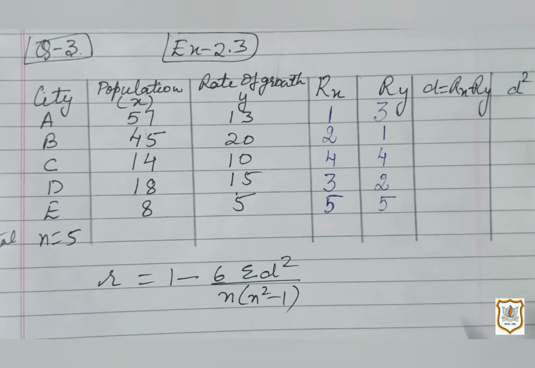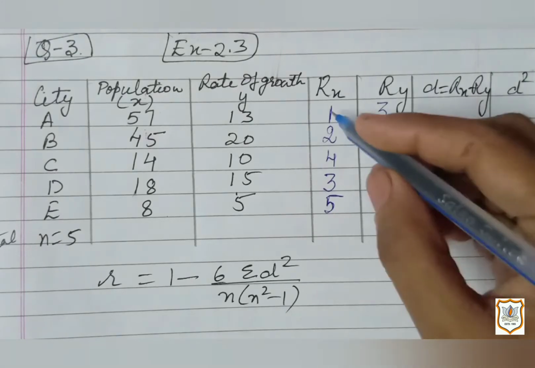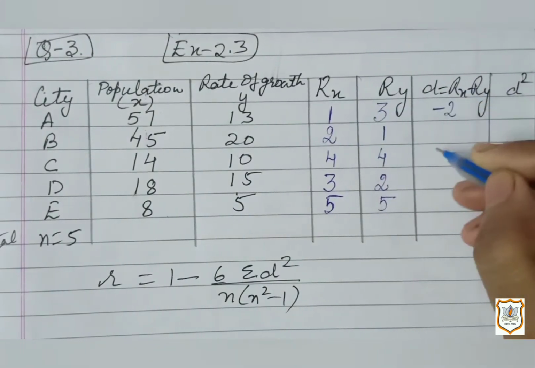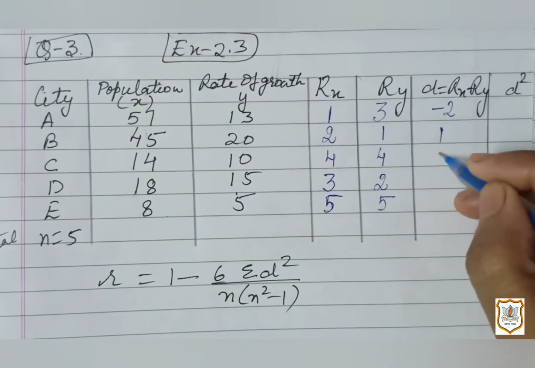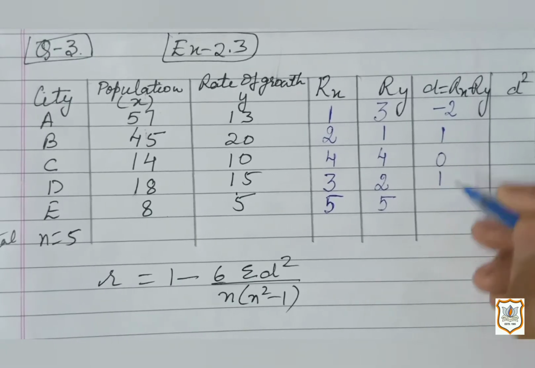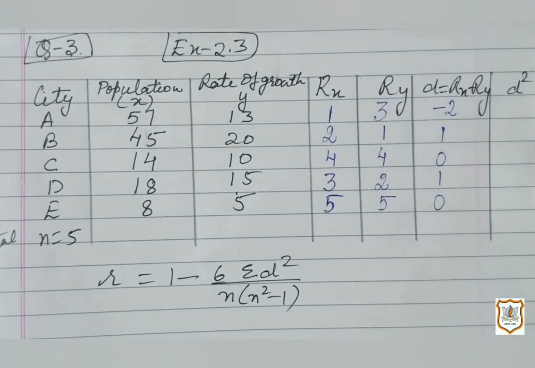Next step is to find the difference of these ranks. So 1 minus 3 is minus 2. 2 minus 1 is 1. 4 minus 4 is 0. 3 minus 2, 1. 5 minus 5, 0.